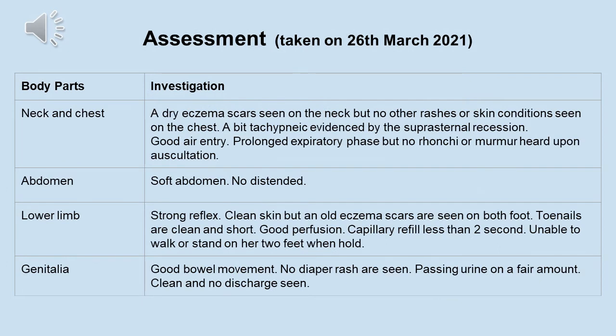Next, for her neck and chest, dry eczema scars were seen on her neck, but no other rashes or skin conditions on the chest. She was a bit tachypneic, evidenced by suprasternal recession, but she had good air entry. She had a prolonged expiratory phase, but no rhonchi or murmur heard upon auscultation.